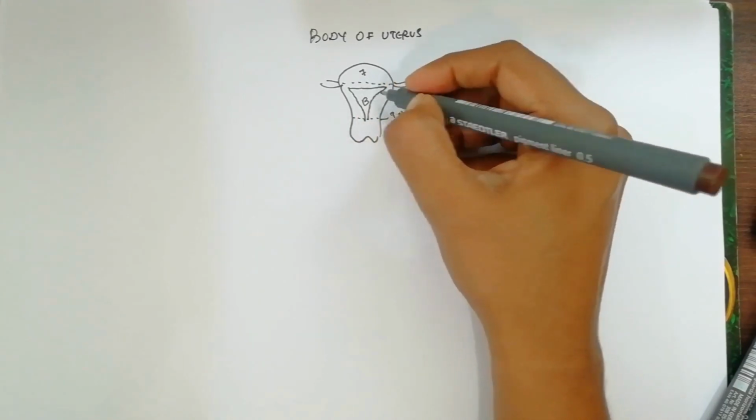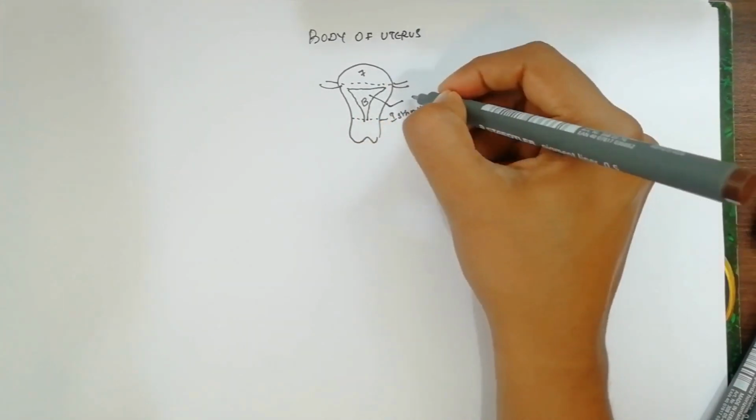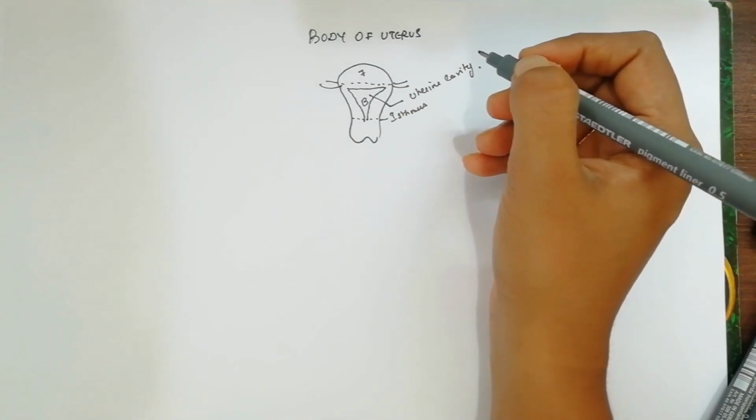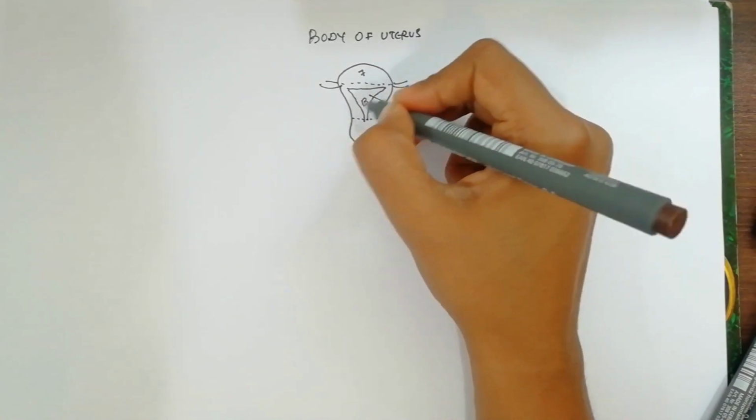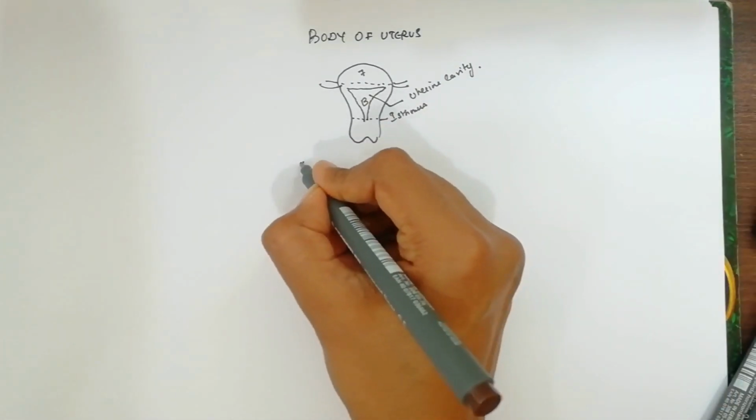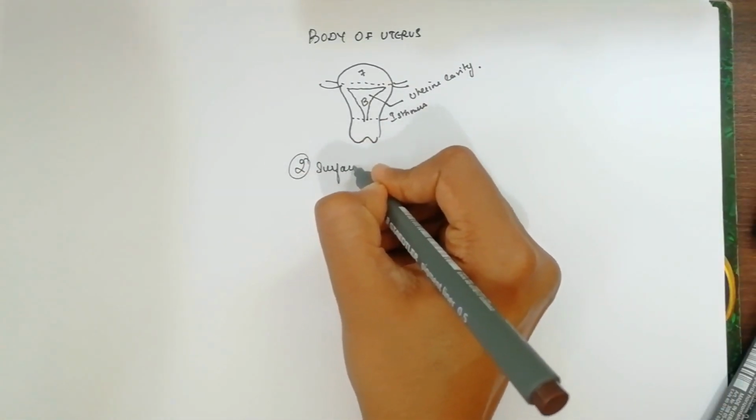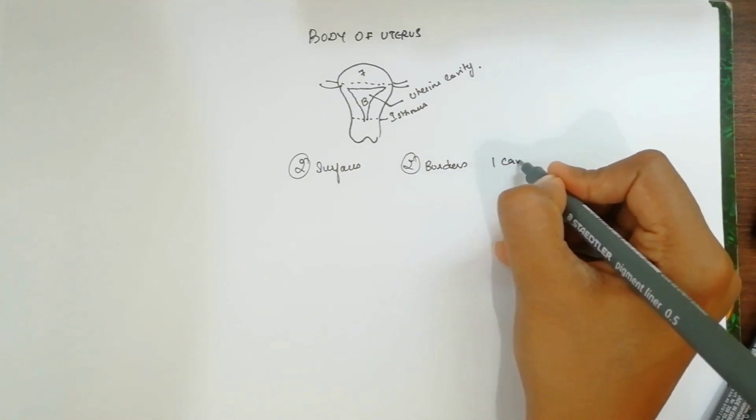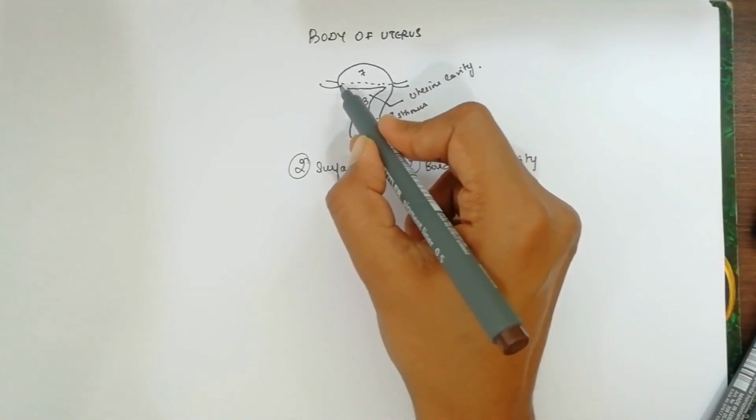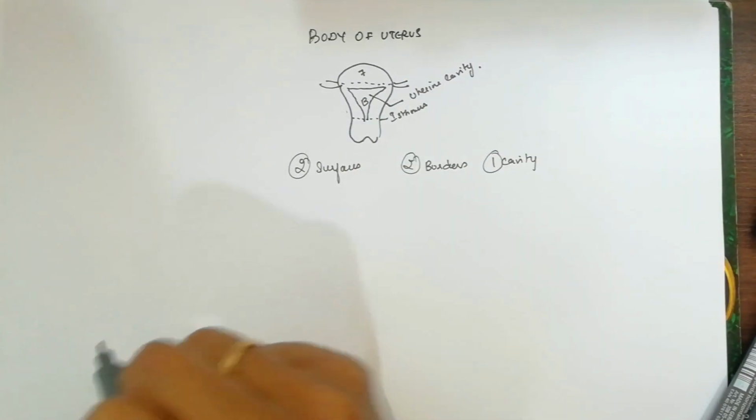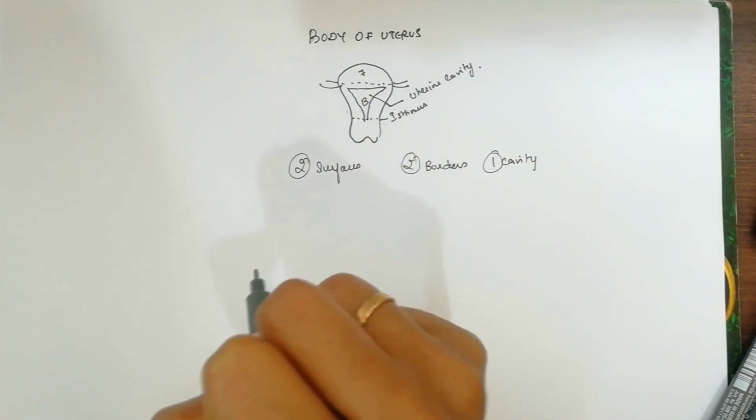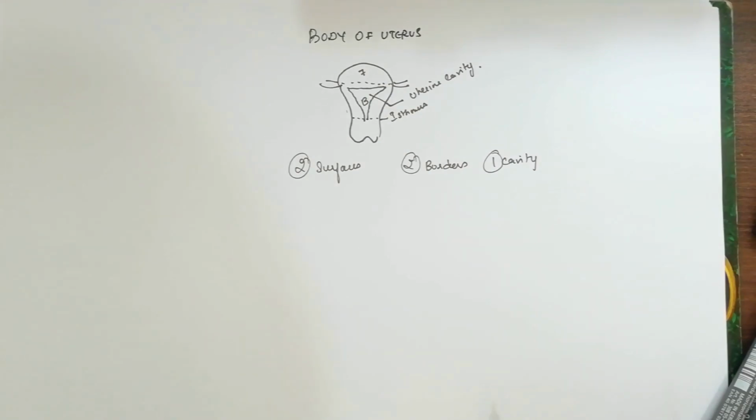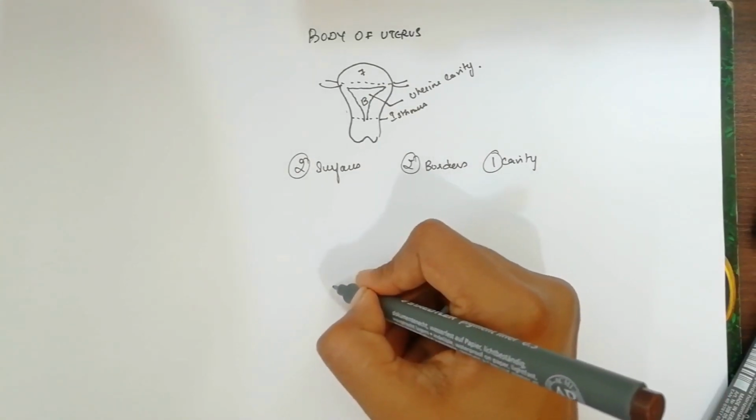We have a space inside the body, and that is known as the uterine cavity. Now we are going to deal with the body of the uterus under some parts: two surfaces, two borders, and one cavity, that is the uterine cavity. This is how we are going to deal with the body of the uterus. Now we will see the anterior and posterior surfaces first. To talk about them, we are going to show an image of a sagittal section.